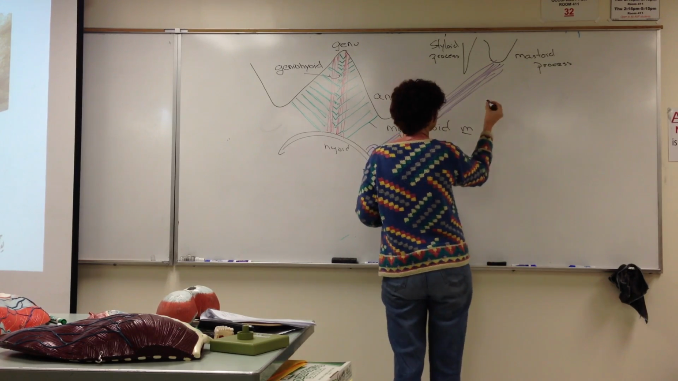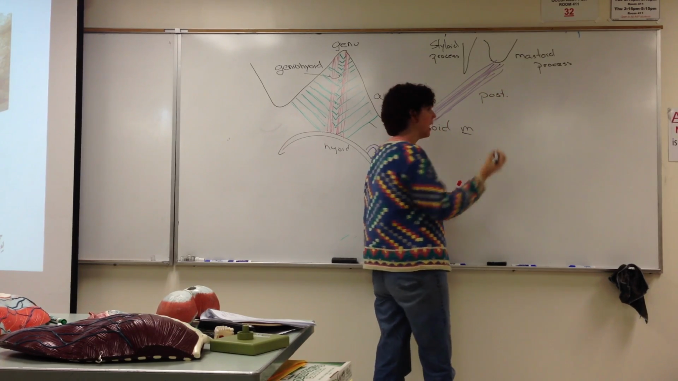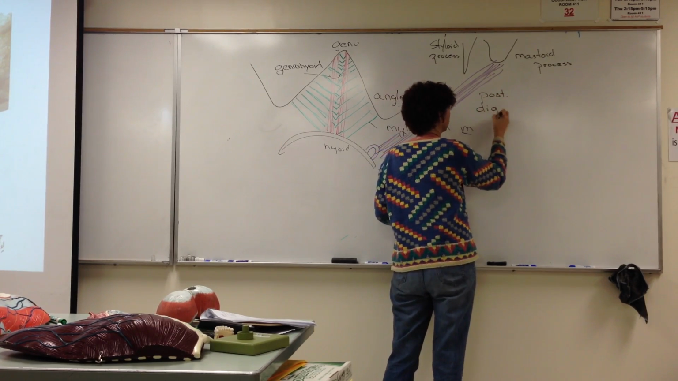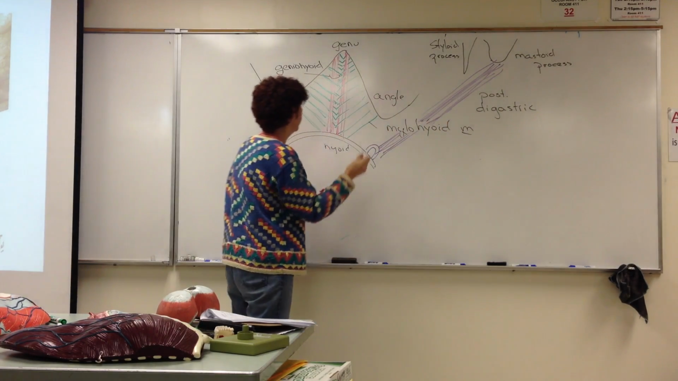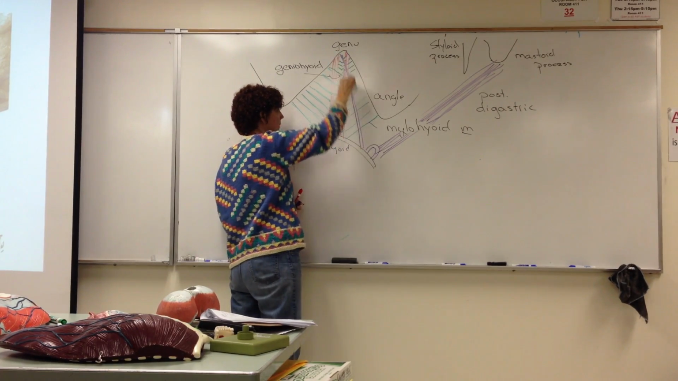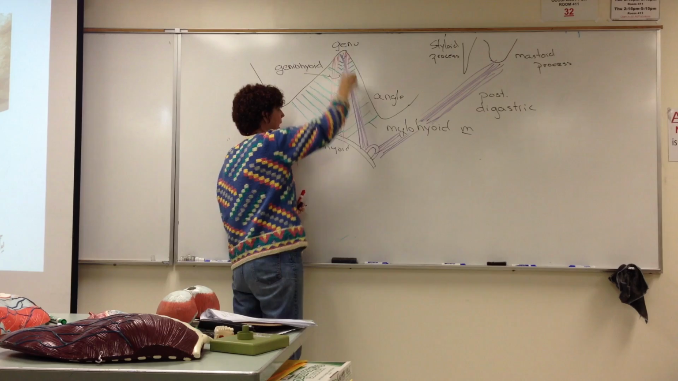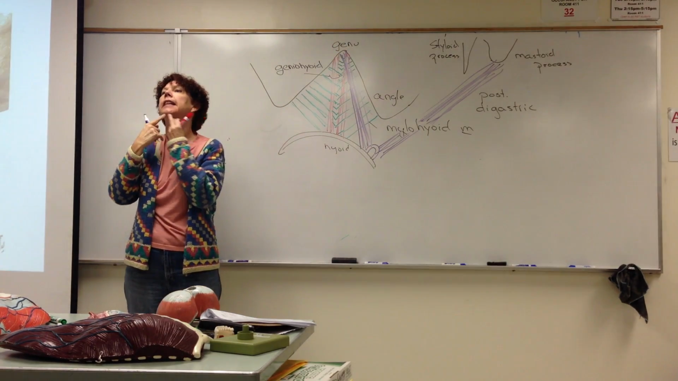Posterior digastric. Sometimes it's called the posterior belly of the digastric. And then this is going to be at an angle. So the geniohyoids, remember, were parallel to the midline. Anterior belly is at an angle.